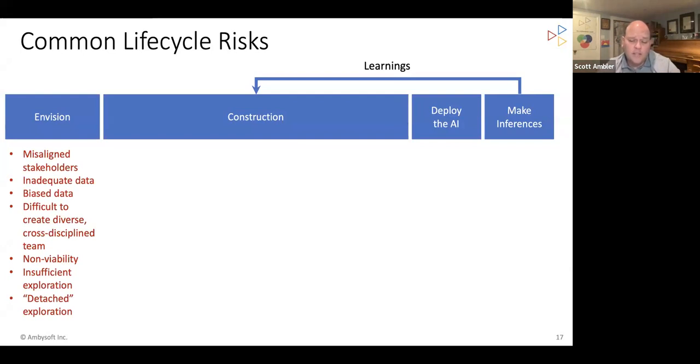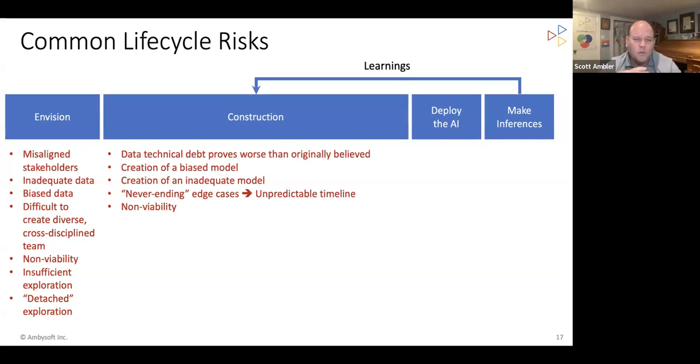You really want to be asking about the viability of this on a constant basis, because the low success rate in this space right now tells you that you need to be constantly asking, is this viable? And if it's not, either get it on a new path or kill it off, because throwing good money after bad is not the way to go.